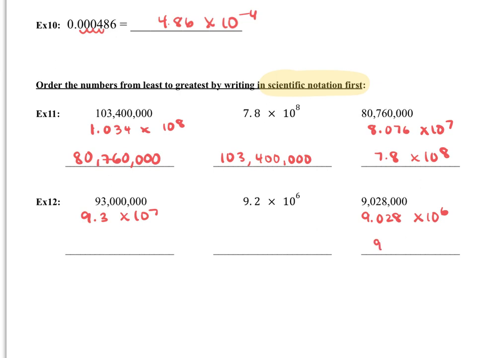So on this line at the end, because I'm going least to greatest, I can write 93 million. Then, since my next two have the same power of 6, I would compare their stem numbers, or their C numbers. 9.028 compared to 9.2. This one is smaller. So my next number is going to be 9,028,000. And then my middle number I'm going to write in the notation that was given to me, which was scientific notation. So here are my 3 numbers in order from least to greatest.